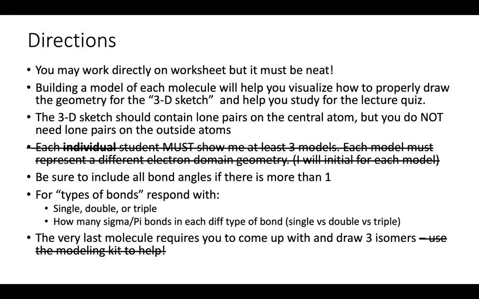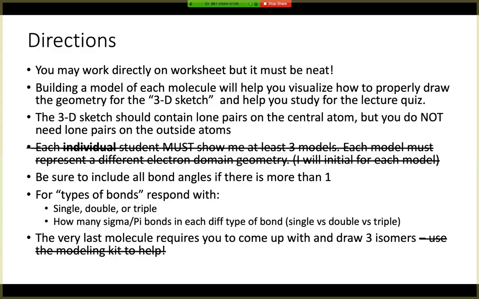Your 3D sketches should contain lone pairs only on the center atom. If you have other atoms around that center atom, you don't need to show all the lone pairs. Let me draw it real quick, just a piece of a molecule. If you had a carbon connected to a chlorine, usually you could draw in all the dot structures on the chlorine. I'm fine if you don't. You can just leave it as that center carbon with the chlorine attached, even though the chlorine, if you drew the dot structure, would have 7 electrons.